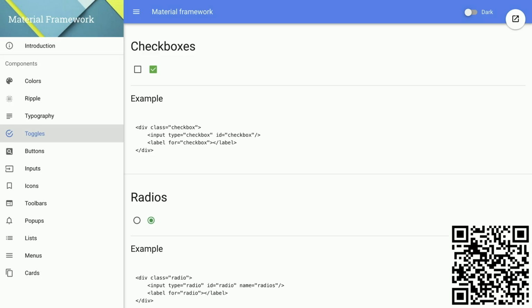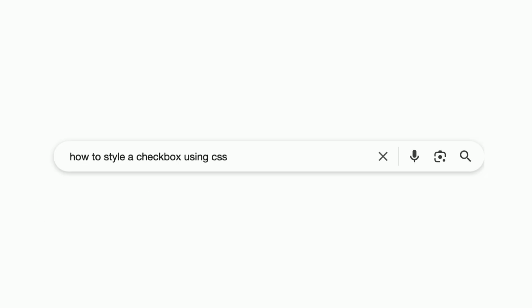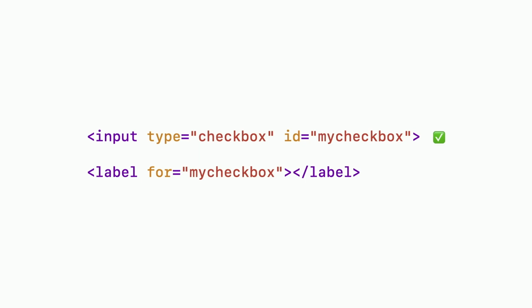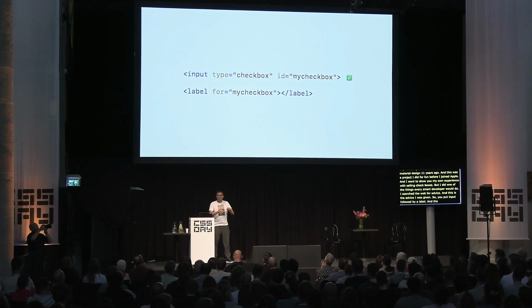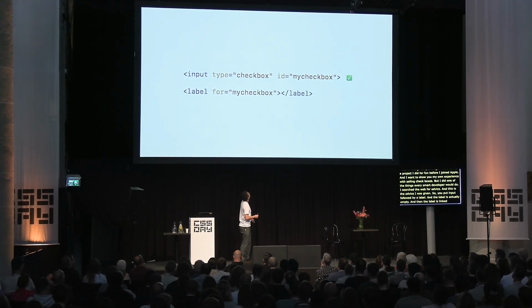So I actually built this framework for Material Design 11 years ago, and this was a project I did for fun before I joined Apple. And I want to show you my own experience with styling checkboxes. So I did one of the things every smart developer would do. I searched the web for advice. And this is the advice I was given. You put an input followed by a label, and the label is actually empty. And then the label is linked back to the input using the for attribute, so that when you click the label, it will also toggle the checkbox.